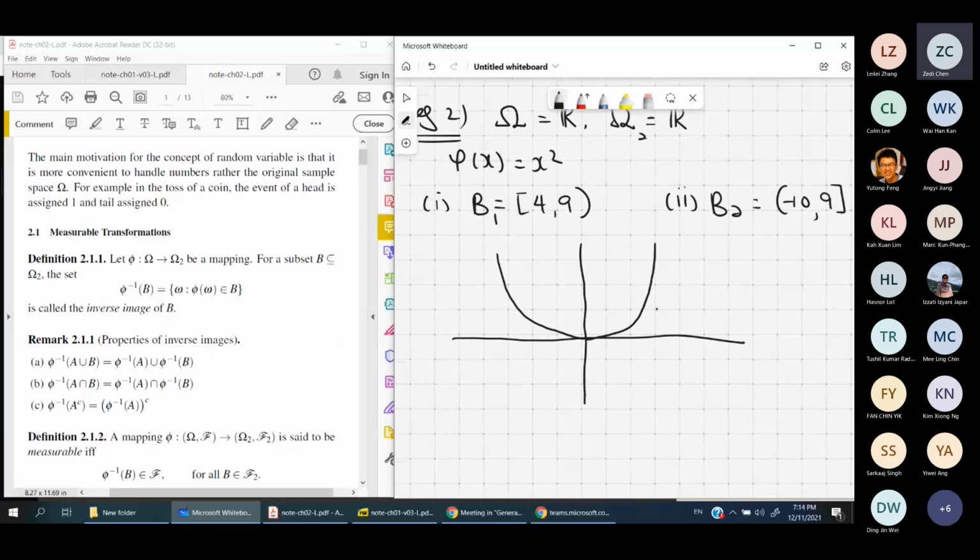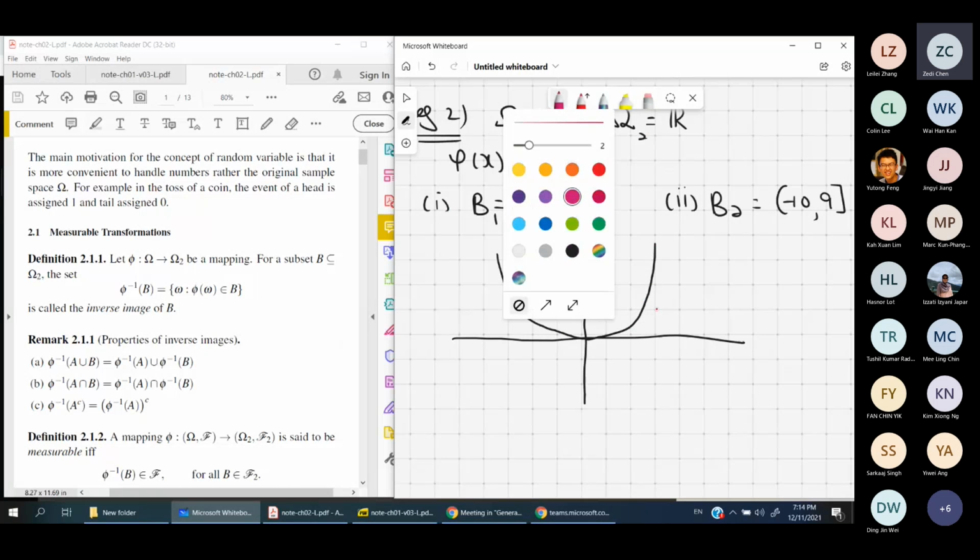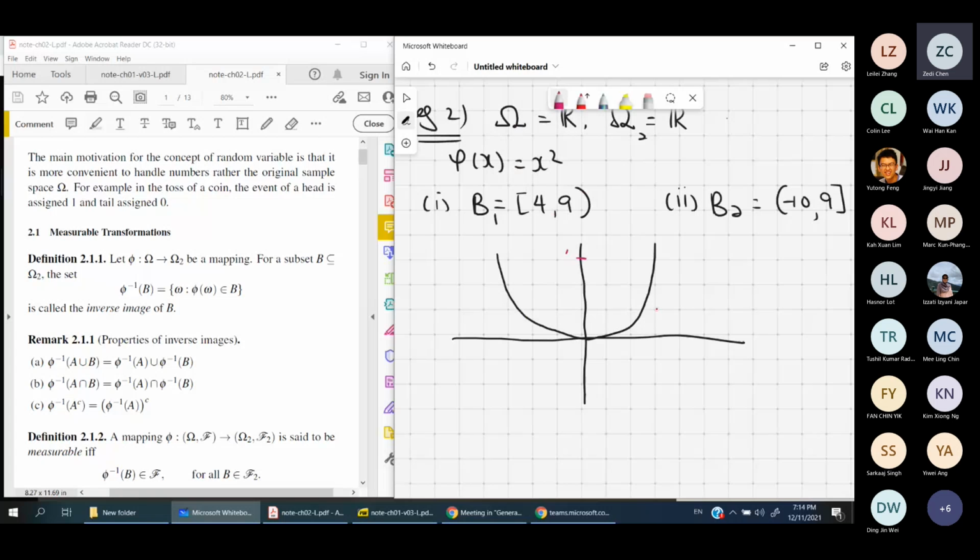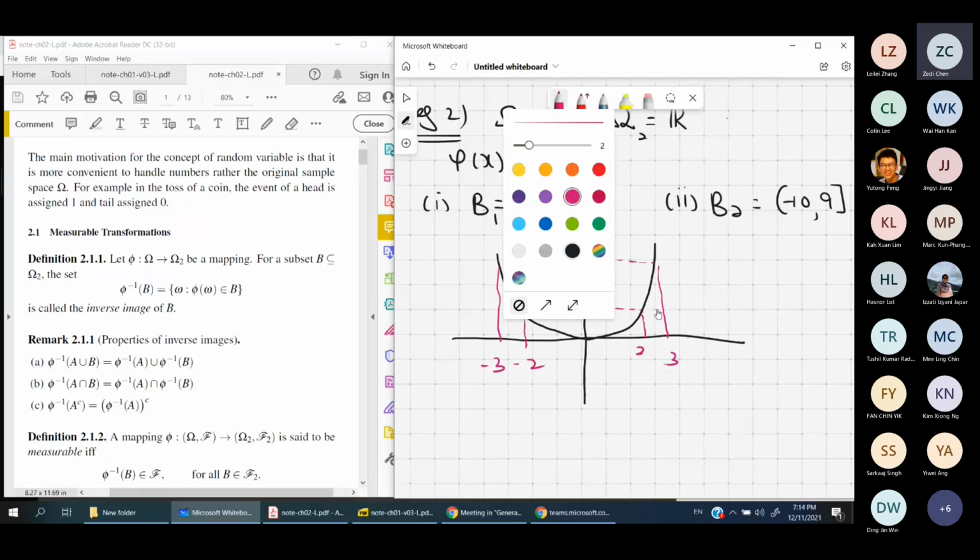This is in the range. So that means we are actually looking at the range over here. So that is, we look at 9, 2, 4. Okay, so we go back here. And this is square, right? 4, and then here must be 2 and 3, as well as -2 and -3. So that's why for the first question, we got the answer.